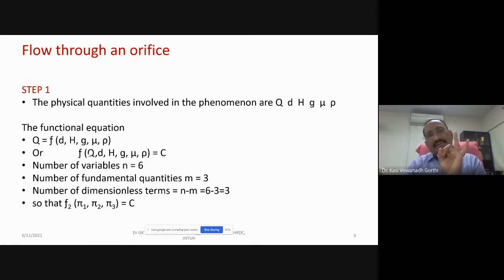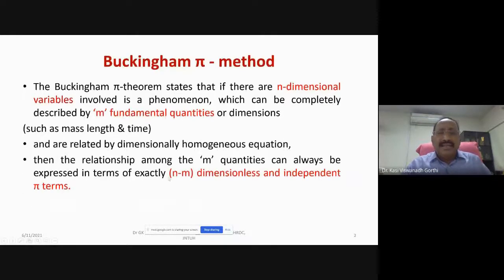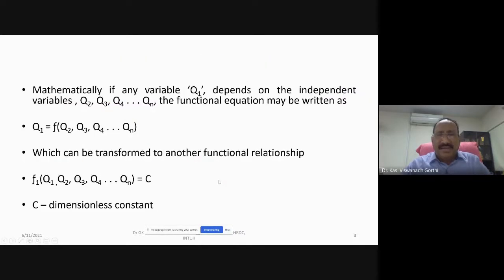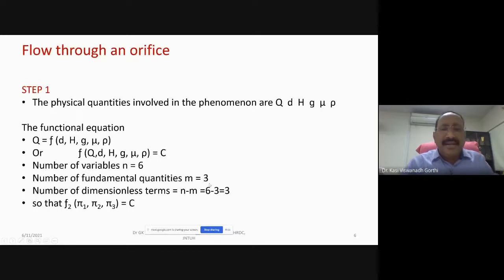length L, time T. So the number of fundamental quantities used to describe all the variables involved in this phenomenon is equal to m, which is equal to 3. You have number of variables 6, number of fundamental quantities to describe 3. Number of dimensionless pi terms as per the Buckingham Pi Theorem would be n minus m. In the theorem we have seen that the entire thing can be expressed exactly with n minus m dimensionless independent pi terms. So the number of dimensionless terms would be n minus m, 6 minus 3, which is equal to 3.